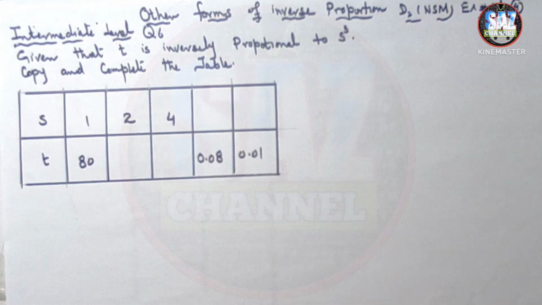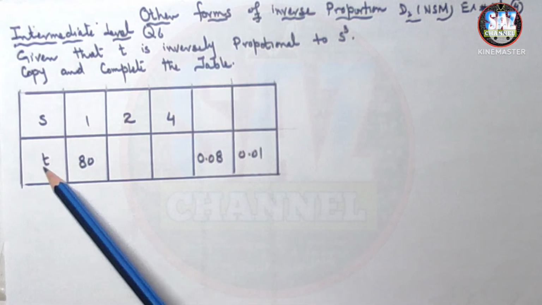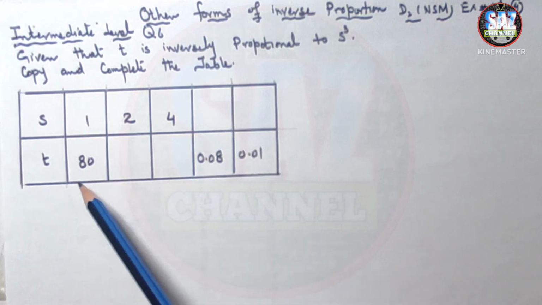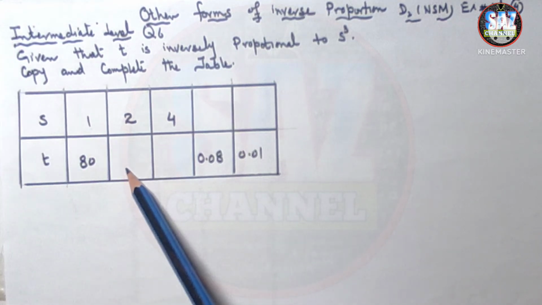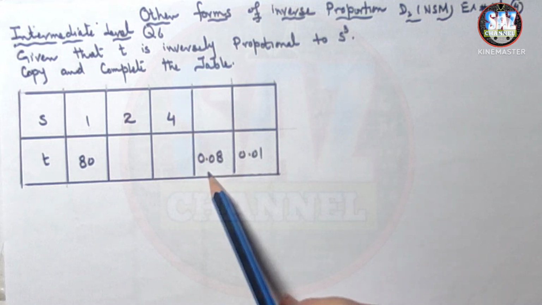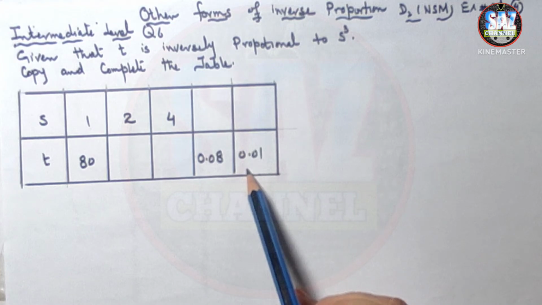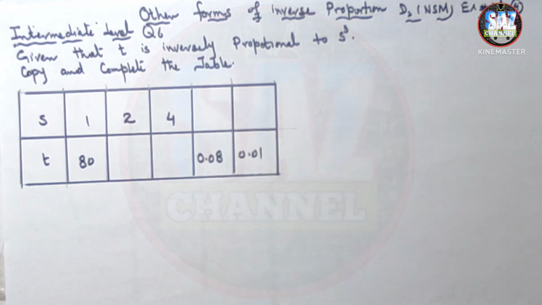Moving to the next question, question number 6 says that given that t is inversely proportional to s cube, copy and complete the table. We are given two columns, s and t. For s equals 2 we do not know the value of t, for 4 the value of t is missing, for t equals 0.08 the value of s is missing, and for t equals 0.01 the value of s is missing. Okay, so what are we going to do in order to complete the table?